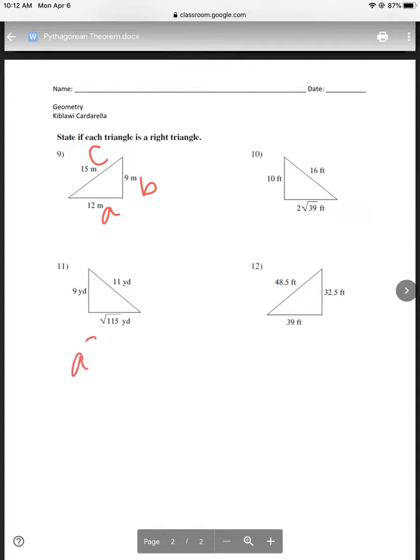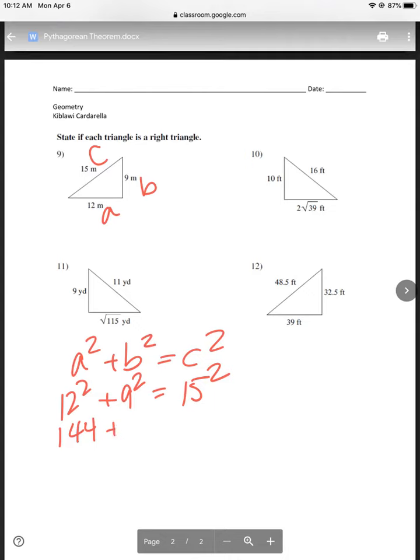So if I do A squared plus B squared equals C squared, in my case here, 12 squared plus 9 squared equals 15 squared. All right, so 12 squared is 144 plus 81 equals 225. So the question is, does 144 plus 81 equal 225? And if you need to, you can take out your calculator if you need help on that.